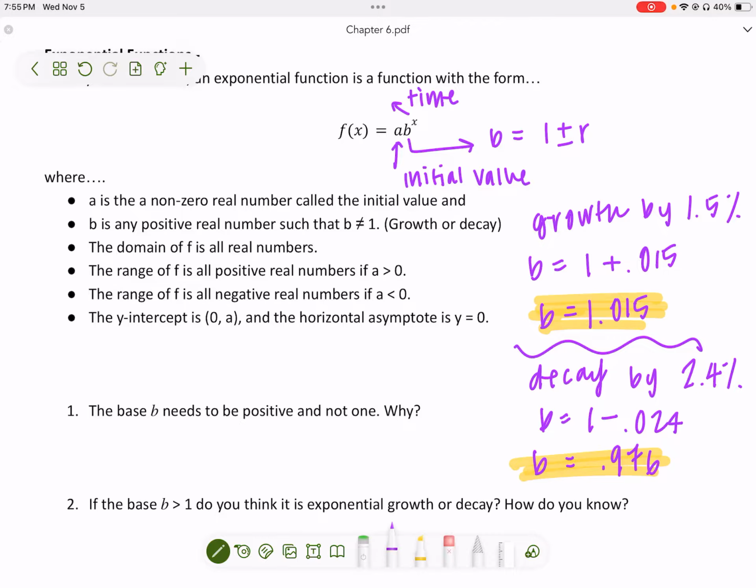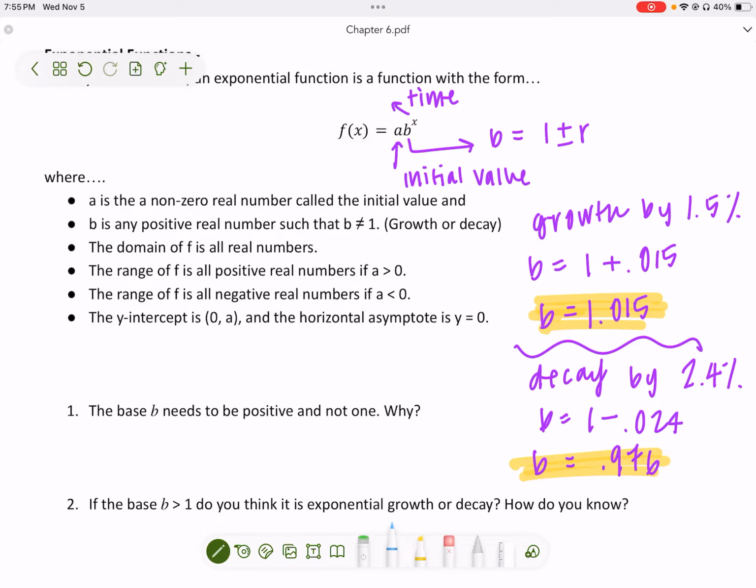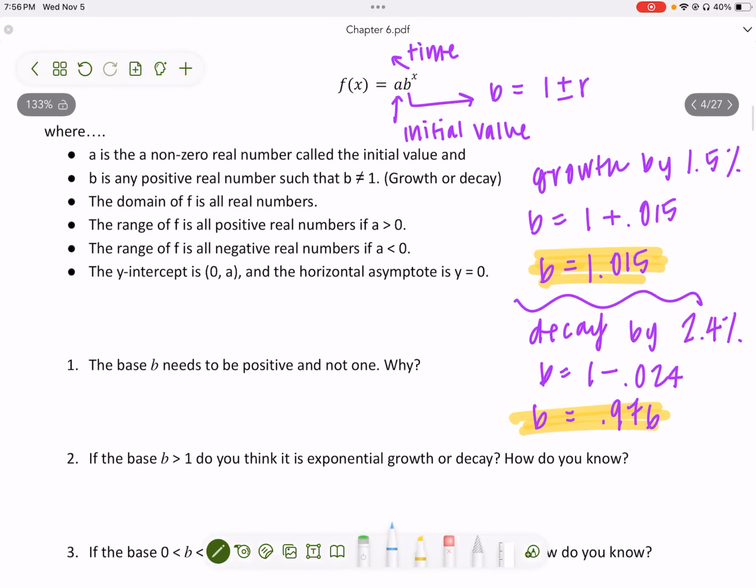So for growth, B should be greater than 1. And for decay, it should be between 0 and 1. And I think it talks about that in one of these questions. B needs to be positive, but it can't be 1. What happens if you have a base of 1 raised to any power? Well, you end up with 1. So there's not going to be any growth if you have a base of 1. So it needs to just be bigger than 1.